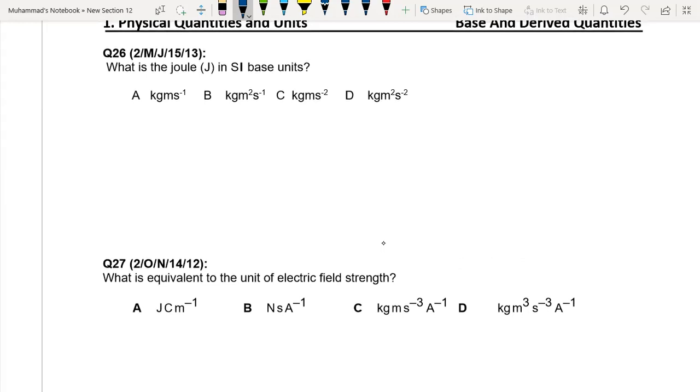What is the joule in terms of SI base units? You know that joule is the unit of work done, that is force into distance, unit of energy, that is kg m s minus 2 times meter, that is kg meter square s minus 2.